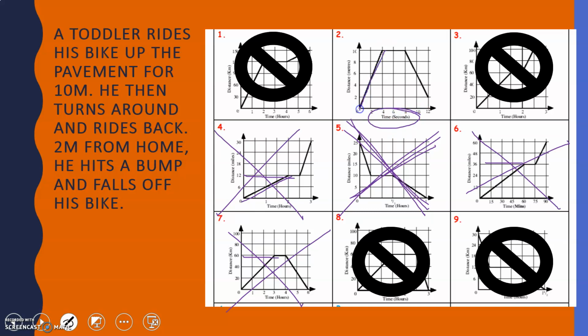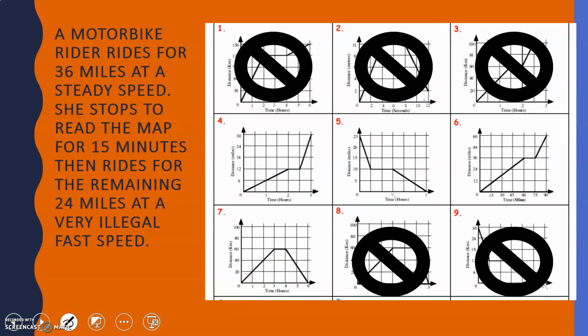This first set of data has said that an object moved 10 meters. Then he turns around and rides back. So he, real quick, turns around. While he's turning around, he's technically resting because he's just turning. And then he rides back 2 meters from his home. So he rides back towards his home, but notice how he stopped short. He didn't go all the way back towards his home. So yes, number 2 would be the graph.